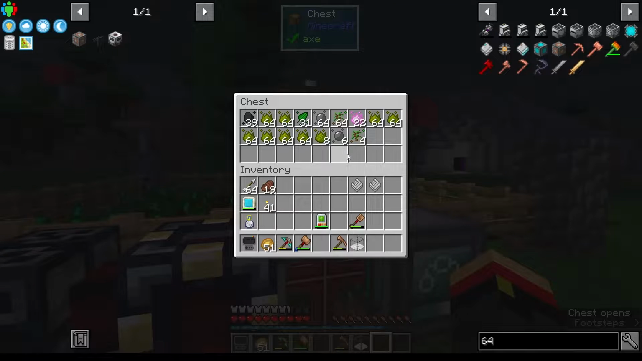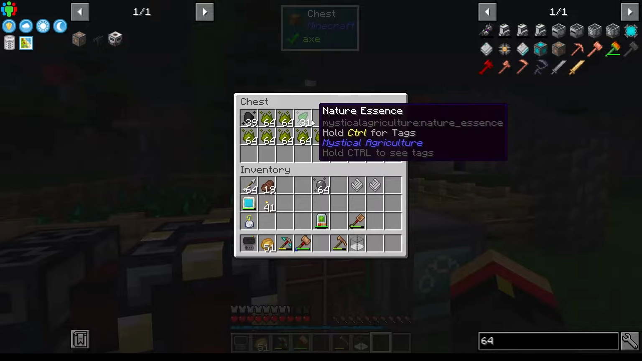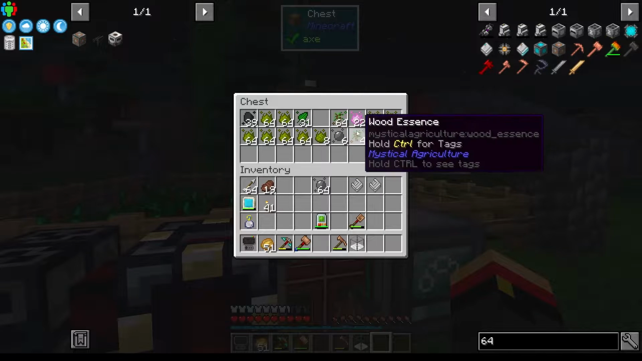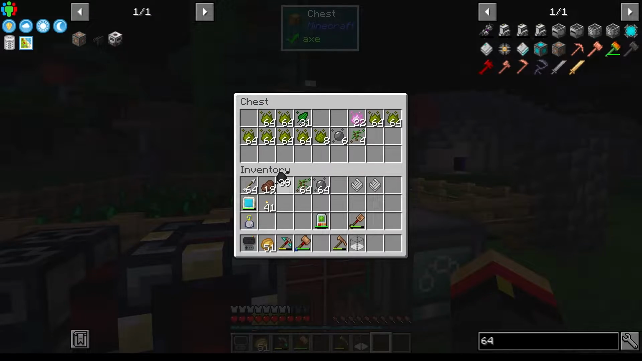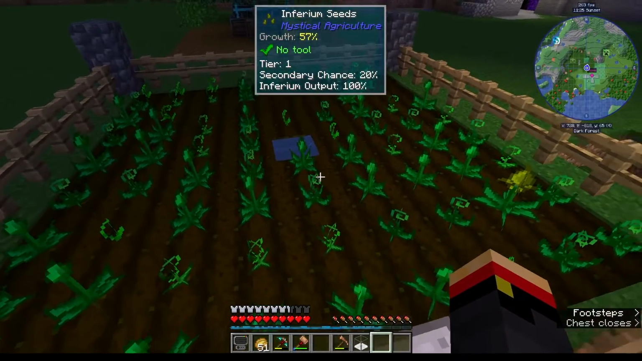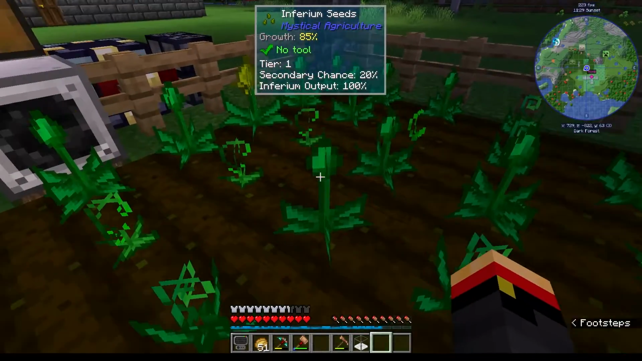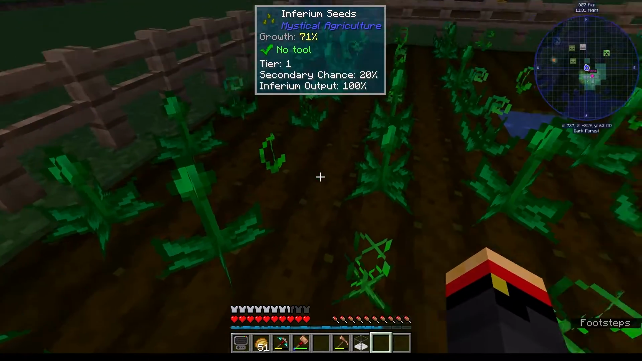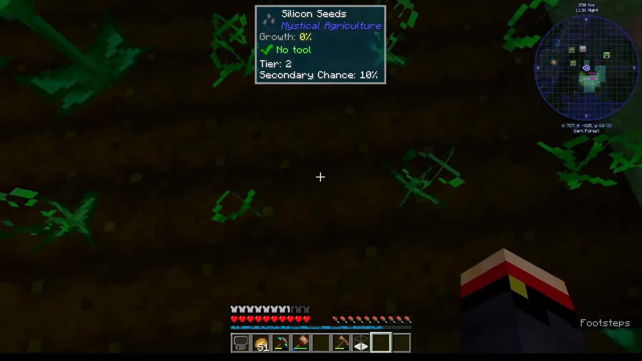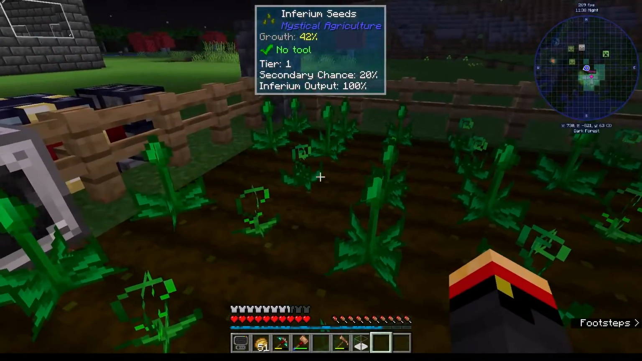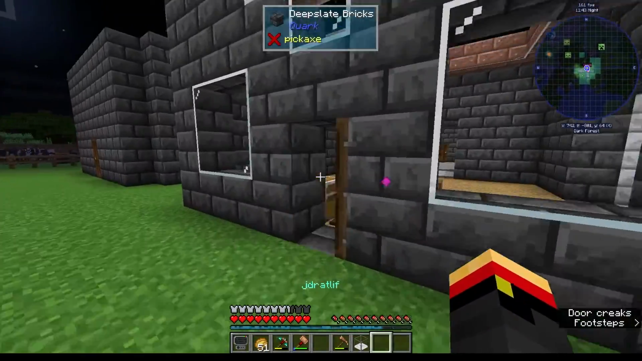Still have plenty of fuel. Look, you have silicon essence. Lots of it, actually. And nature essence and wood essence? Yeah, we're not doing too bad on this stuff. Let's see here. Where's the silicon being grown at? It's over there on the red side. Here's the red side. Yeah, he's got quite a few silicon seeds over there. So that's doing not too bad.